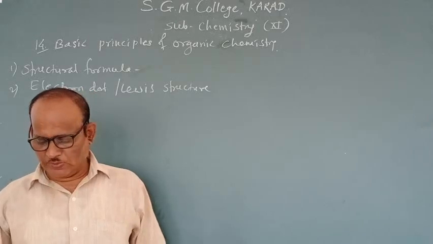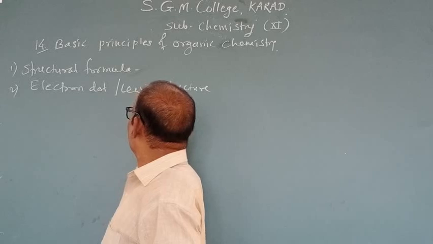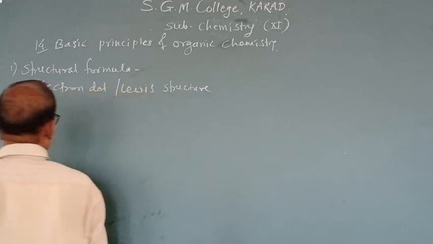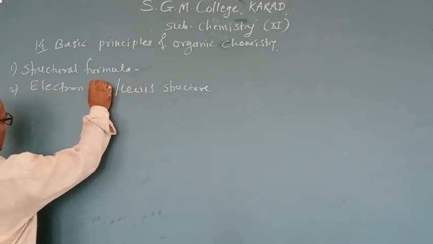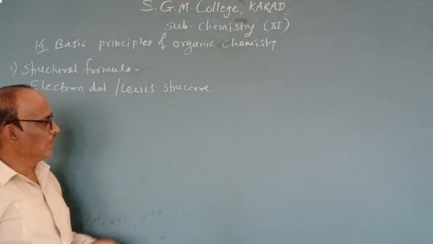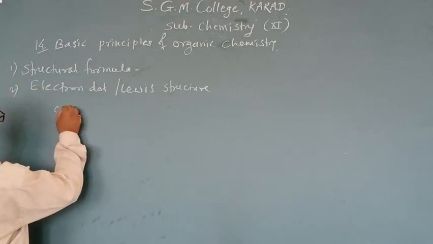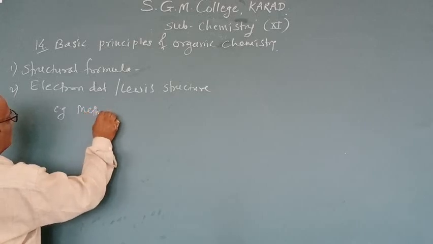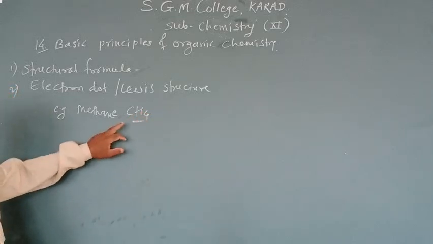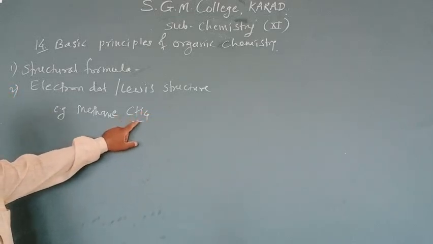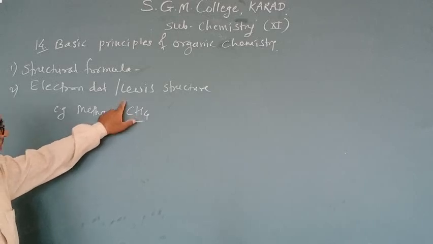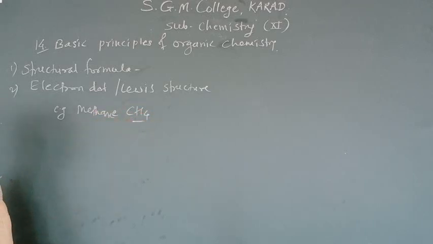Then the second type of formula, that is the electron dot formula, also called a Lewis structure. So how to draw the electron dot structure of organic compounds? Here, electronic structure means the structure is represented by the electrons of the different atoms. For example, we take the same example, methane. The molecular formula of methane is CH4. Molecular formula gives the exact number of atoms of different elements, so in methane, 1 carbon atom and 4 hydrogen atoms. This CH4 is called the molecular formula.